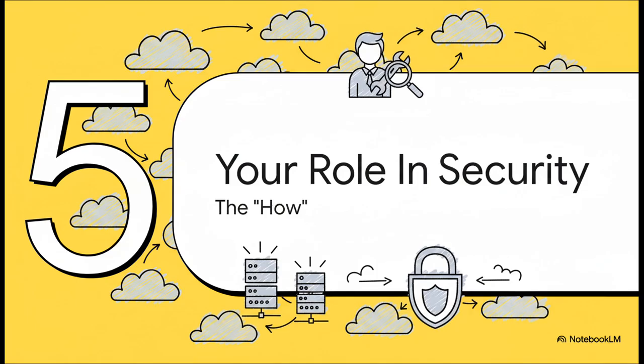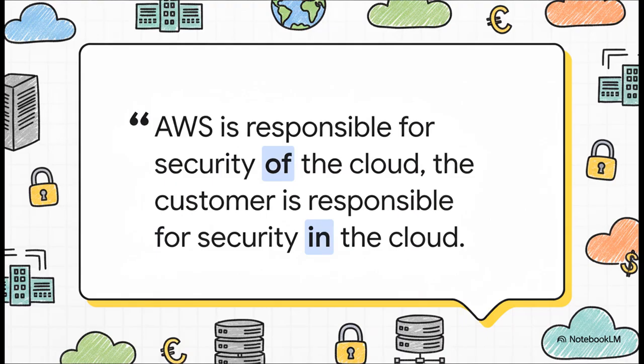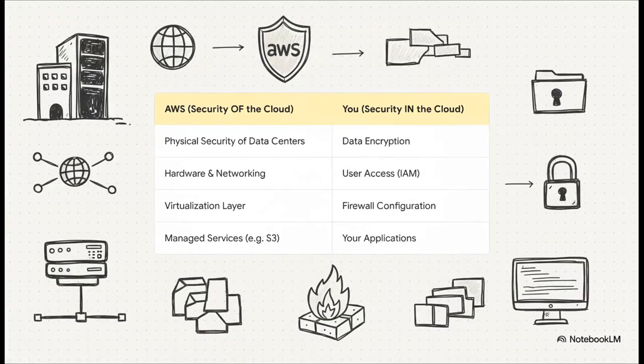Okay, let's wrap up with what is probably the single most important topic of all: security. Because in the cloud, security isn't just something the provider handles for you, it's a partnership. If you take away only one single thing from this whole discussion, make it this sentence. Seriously, burn this into your brain. AWS is responsible for security of the cloud, but you, the customer, are responsible for security in the cloud. Let's break down exactly what that means. This is called the shared responsibility model.